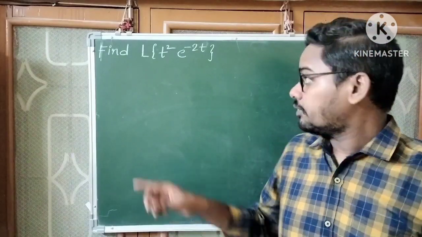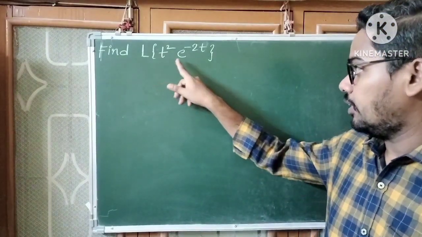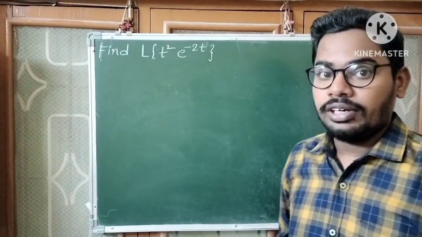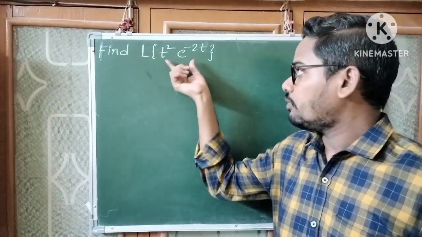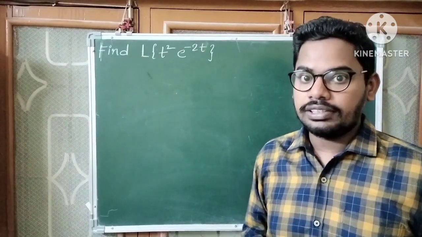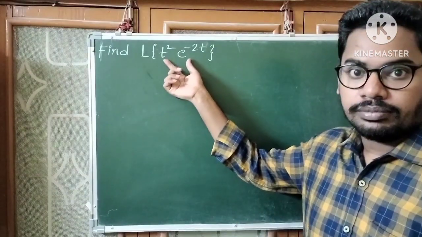Find the Laplace transform of t square into e power minus 2t. So we have to find the Laplace transform of this function. Actually we have two methods for solving this problem.